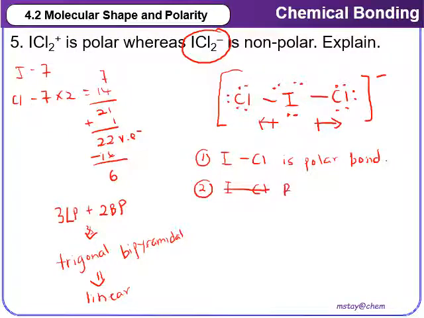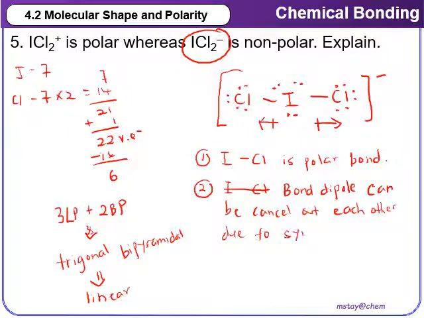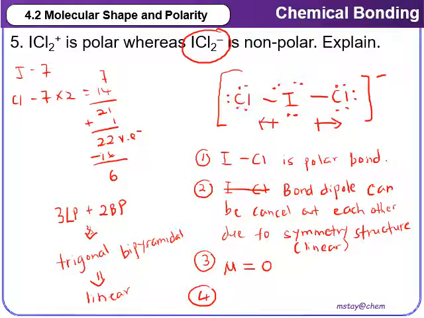Okay. Then second, we are going to mention that the bond dipoles of ICl can cancel out each other due to the symmetry of the structure. Okay, so this is a symmetry structure, because we know the shape is linear. So once the bond dipoles can be cancelled out, the resultant dipole moment will be 0. So the molecule is a non-polar molecule.